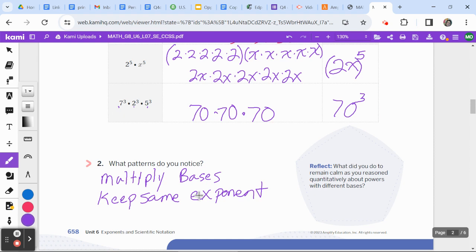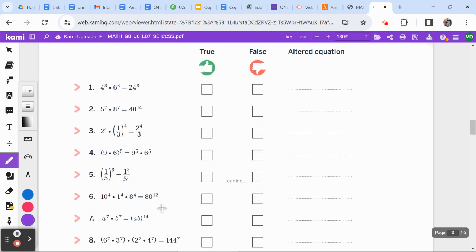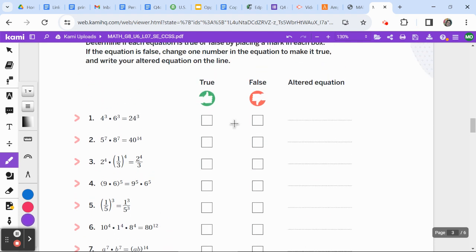Alrighty. Next one is whether it is true or false. Now, if you want to give it a try on your own, go ahead and pause the video and see if you can do these on your own. Now, it also says to give an altered equation, kind of like if it's false, fix it. Okay, that's even in the instruction. If it is false, change one number to make it true. So you slow down and read your equations.